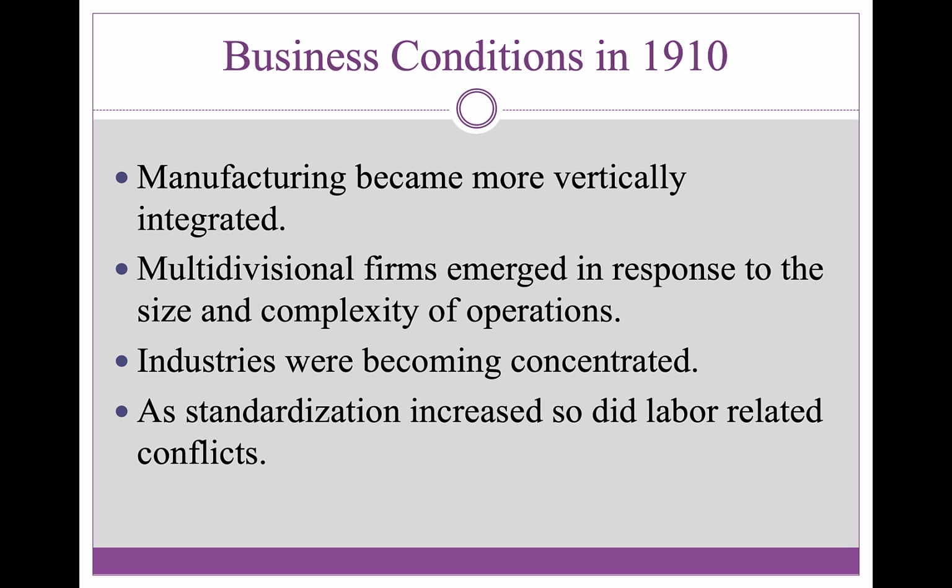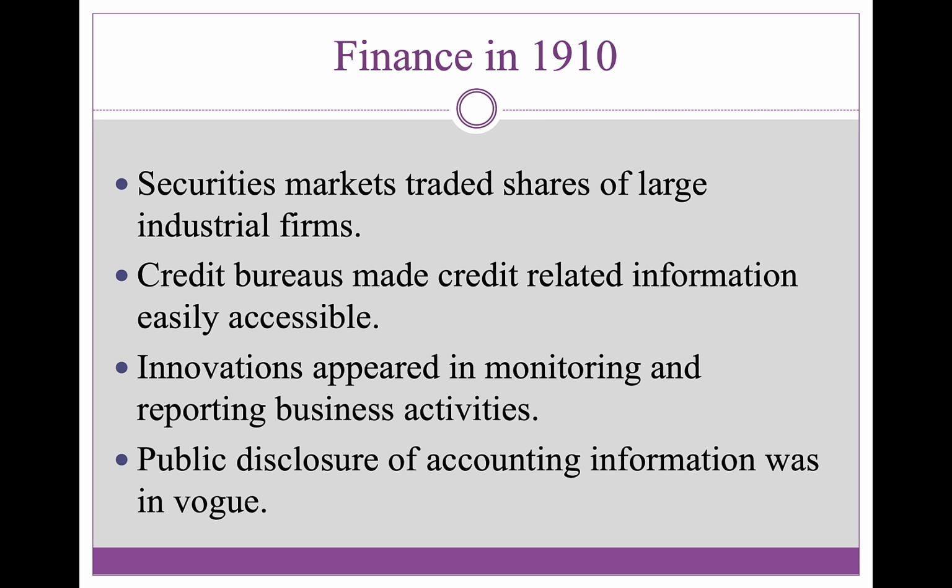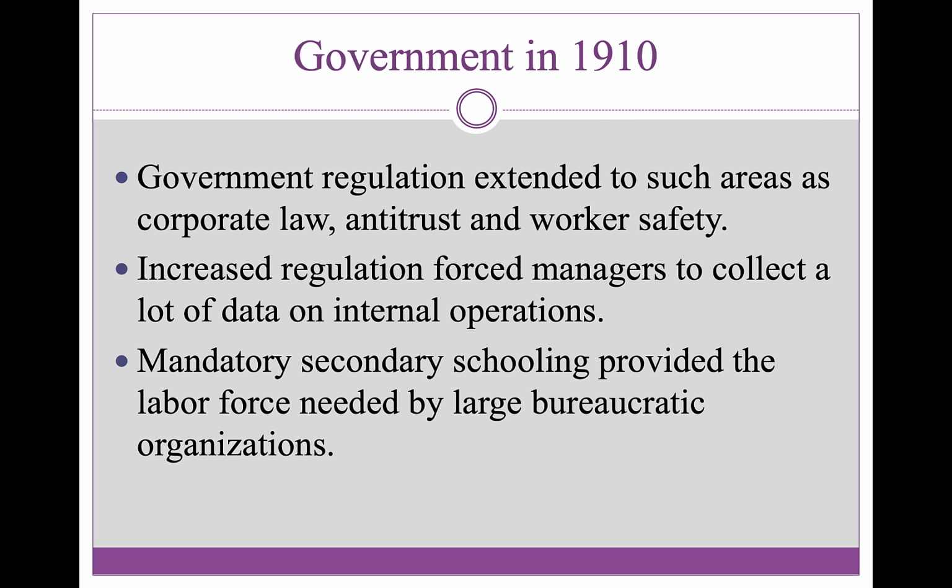Industries become more concentrated, and we have more standardized operations and increased labor-related conflict that is beginning to mushroom. So we have securities of market shares and firms. We have credit bureaus starting to come up to control credit facilities. We also have innovations which help in monitoring and reporting business activities, and we also have public disclosures.